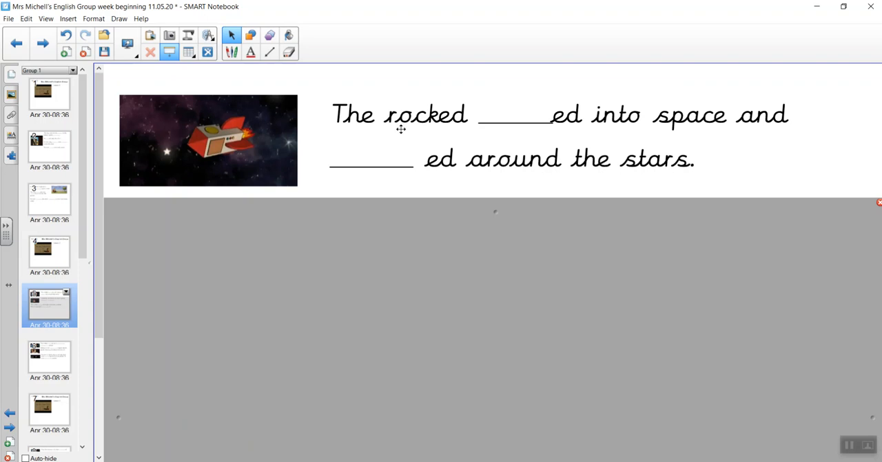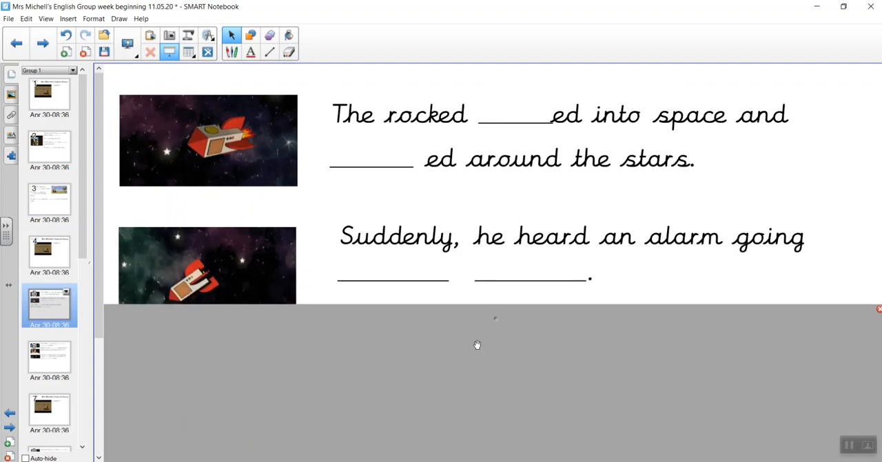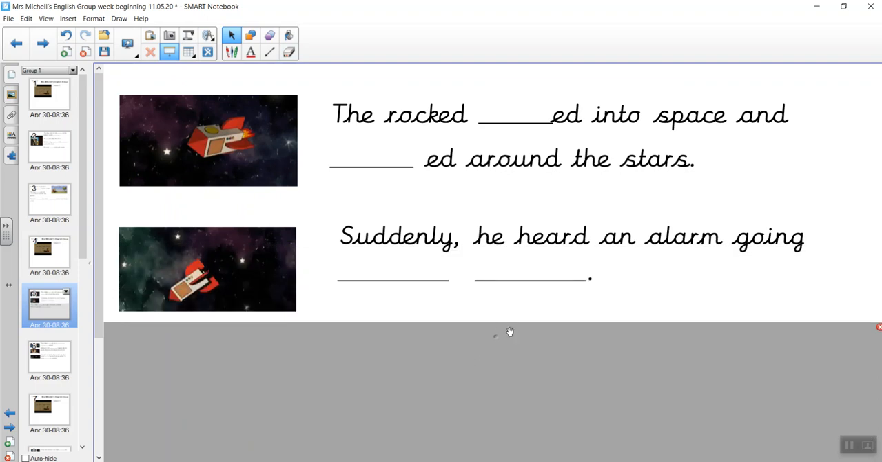Okay, so I've written the rocket zoomed into space and travelled around the stars. That's what happened. And he seemed quite happy. And then something happened. Did you remember there was an alarm going off when we watched the video? That tells us something was wrong. So suddenly he heard an alarm going.